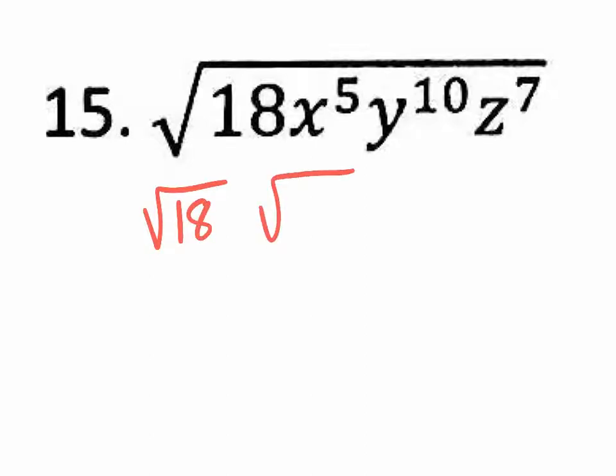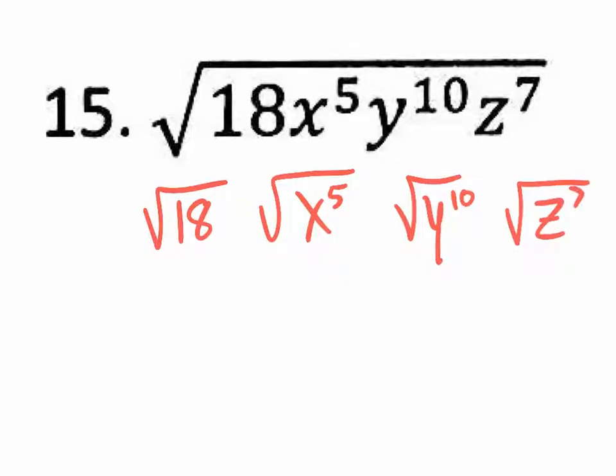Let's write down the square root of x to the 5. Let's write down the square root of y to the 10th. I'm happy with that one, y to the 10th, because that's easily divided by 2. But the square root of z to the 7th. This is an entertaining question. The easiest thing to do out of these 4 little problems, the easiest one is which one?